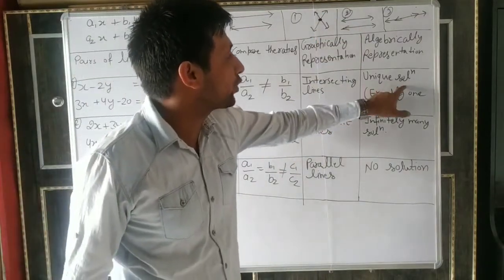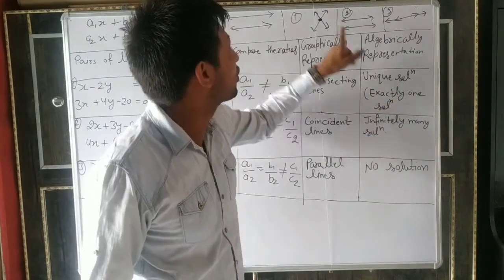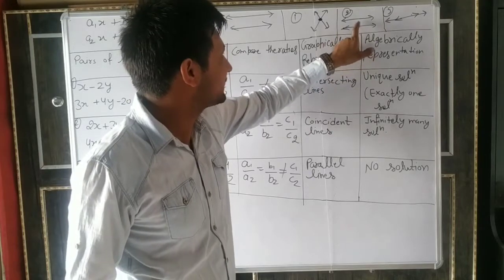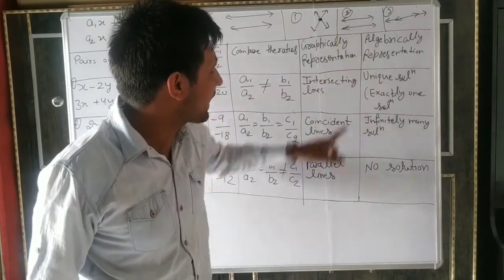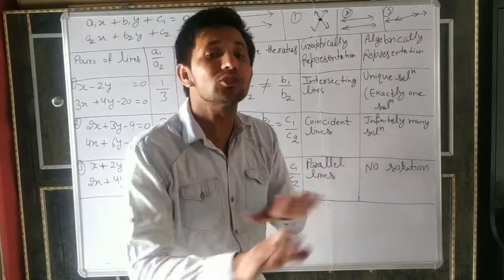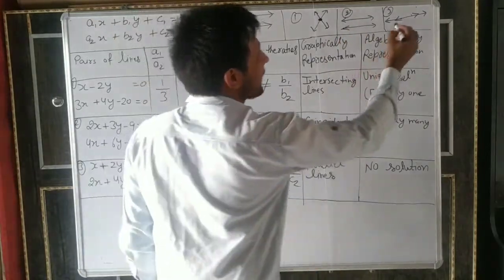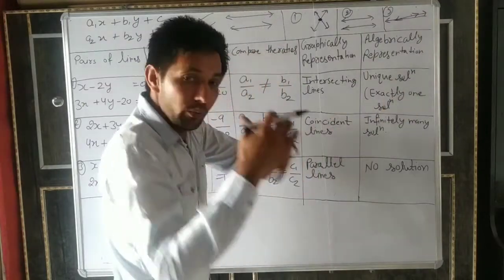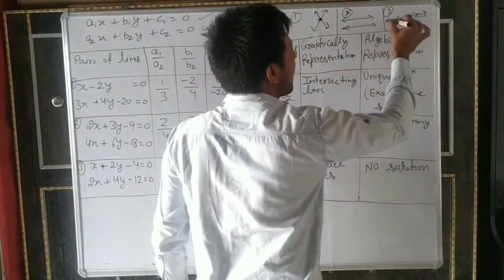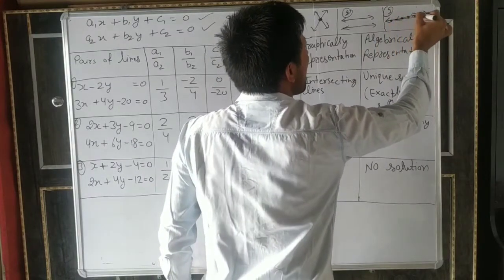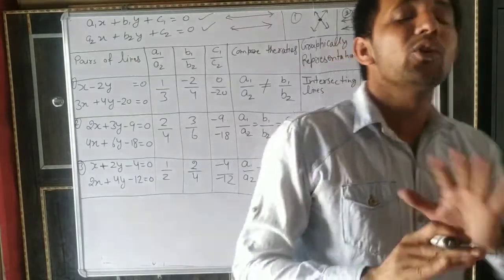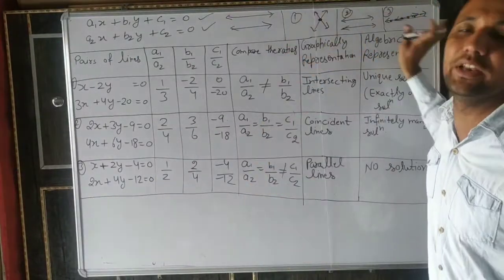Exactly. A unique solution means exactly one common solution. When two lines never meet each other, they are called parallel lines, so there is no common solution. But if two lines are coincident, when one line lies on another, how many common solutions are there? 1, 2, 3, 4? How many? Infinitely many solutions.